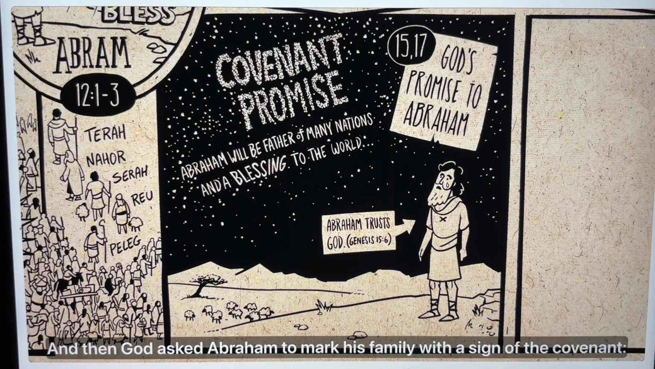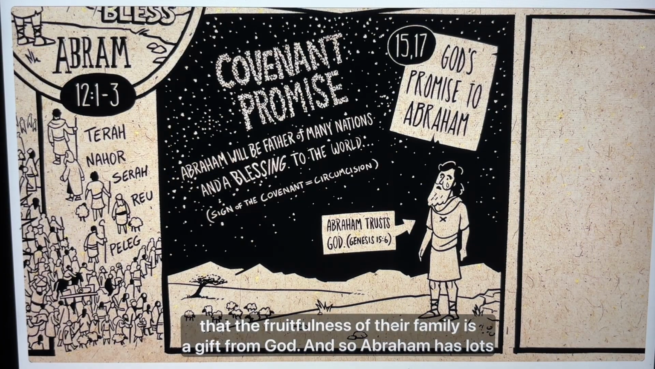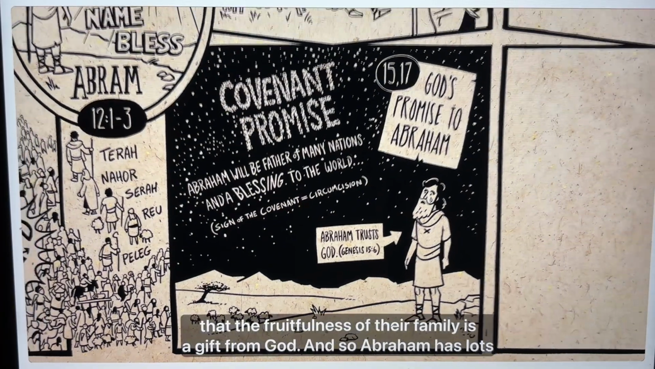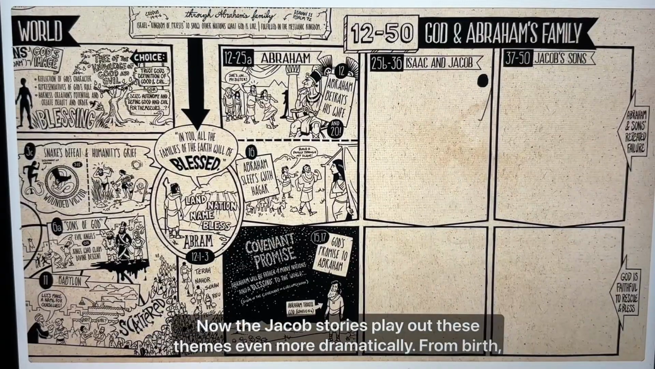God asked Abraham to mark his family with a sign of the covenant, circumcision of all the male boys in the family. This is a symbol to remind them that the fruitfulness of their family is a gift from God. And so Abraham has lots of kids eventually, and he dies at a good old age. Now, the Jacob stories play out these themes even more dramatically.